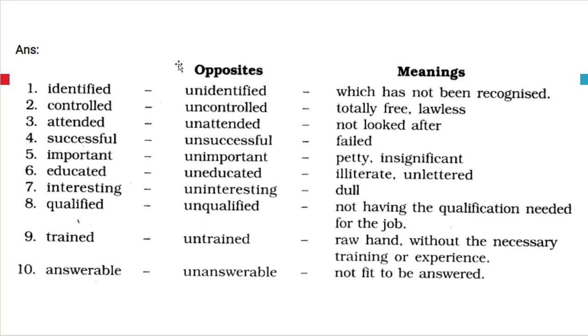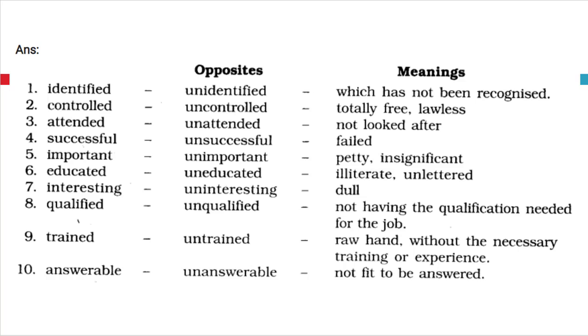Uneducated means illiterate or unlettered. Uninteresting, that is dull. Unqualified, that is not having the qualification needed for the job. Untrained means raw, without the necessary training or experience. Unanswerable, that is not fit to be answered. Right? So these are the meanings you need to find in a dictionary by yourself. Okay, I have shown here how you can find. You need to do it by yourself.